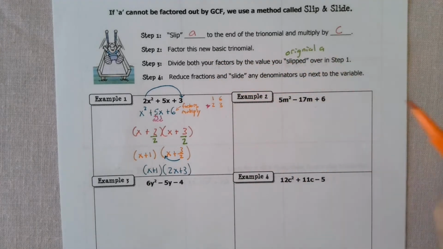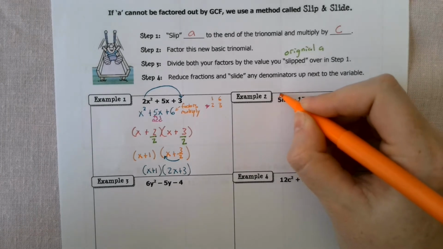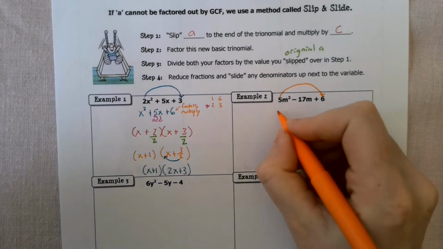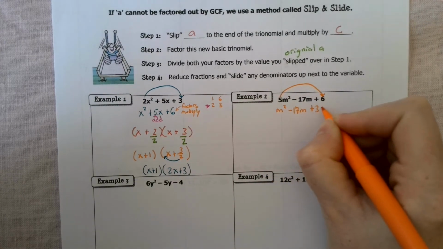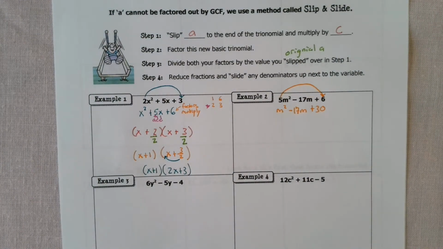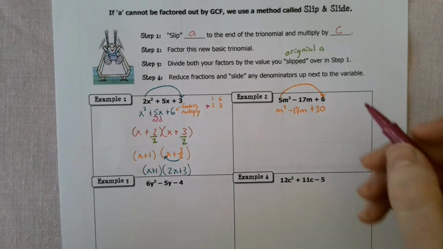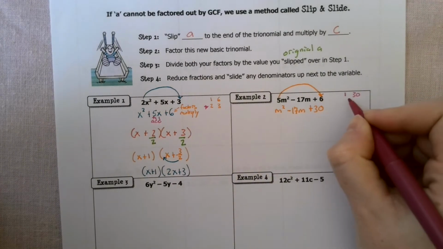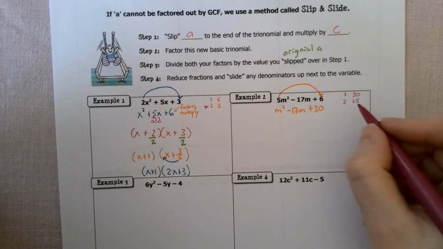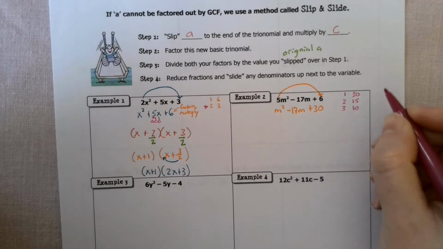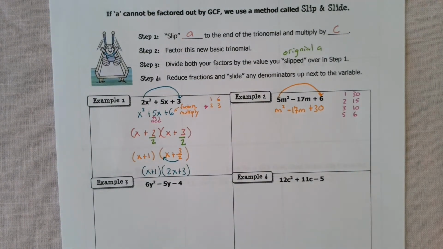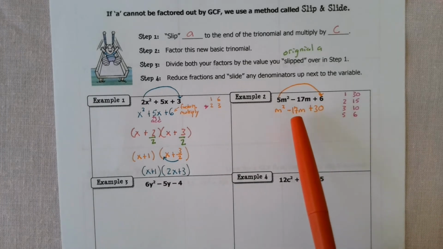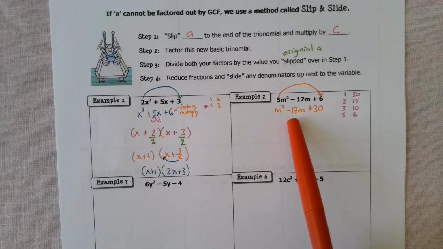Slip your a to the end of your trinomial and multiply by c. So that's going to be 5 times 6. So I'm going to have m squared minus 17m plus 30. Now we want to find our factors of 30. So that's going to be 1 and 30, 2 and 15, 3 and 10, 5 and 6. Okay? So now we want to find the factors that are going to multiply to give us 30 and add or subtract to give us negative 17.